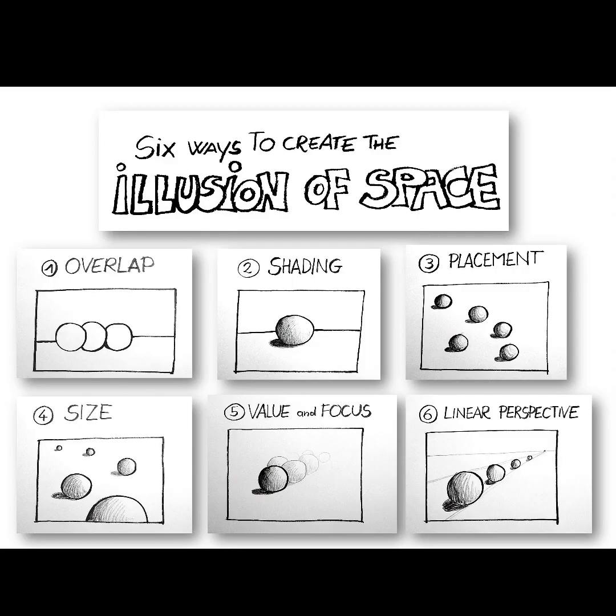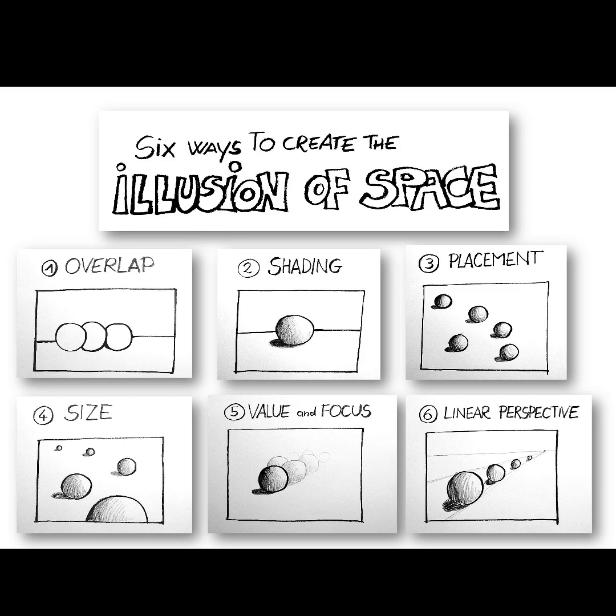There are 6 different ways that you can create the illusion of space in your composition. And you want to create this so that your artwork looks more three-dimensional on a two-dimensional surface. The first way is to overlap. The more things that you overlap, the more depth that you're going to create in your artwork. The second is your shading. If you create a light source, it'll make the object look as if it is three-dimensional.